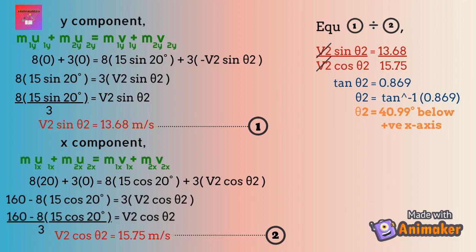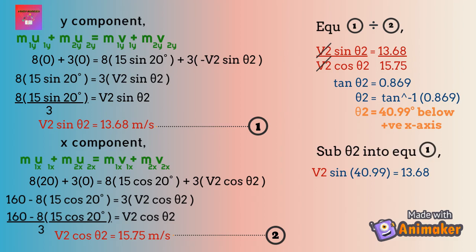Substitute the value of theta into equation 1 to find the speed of the second object. You can either substitute it into equation 1 or equation 2. Both will give you the same answer, which is 20.86 meters per second.